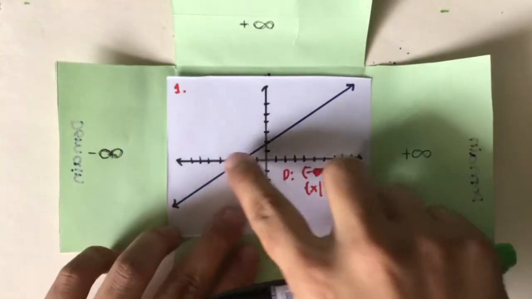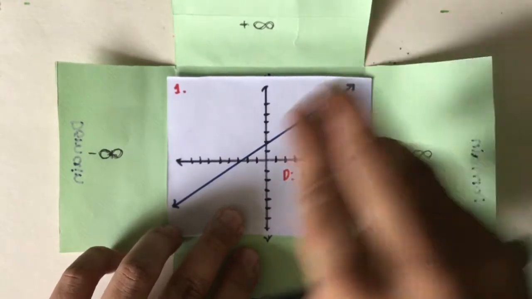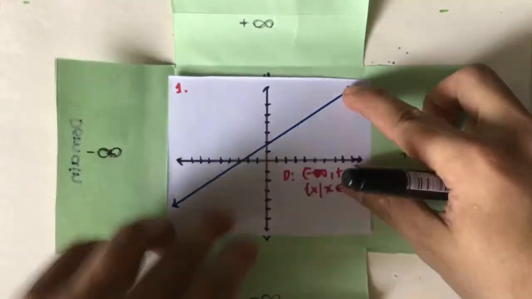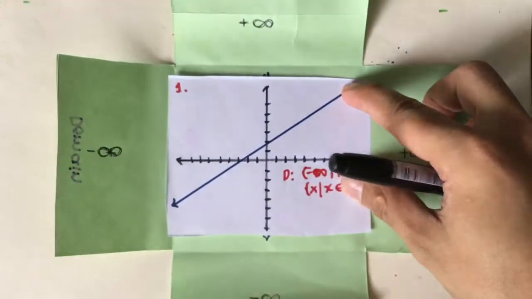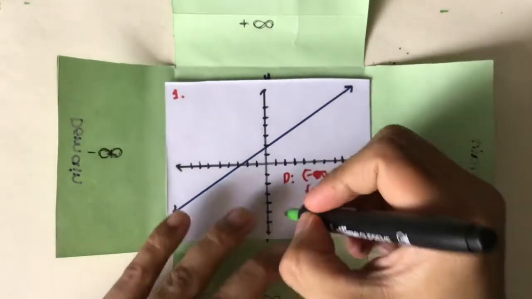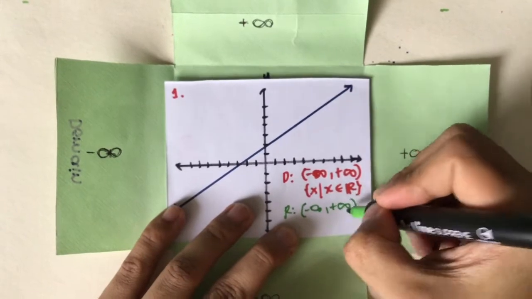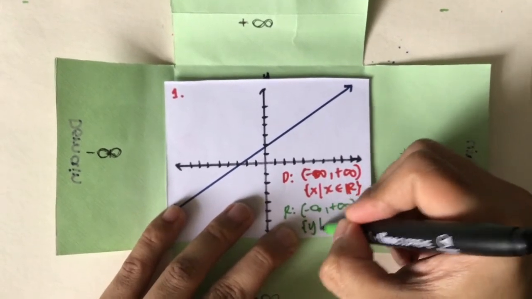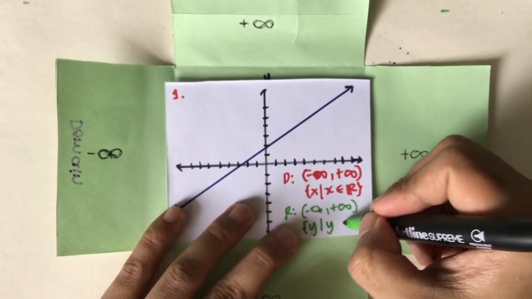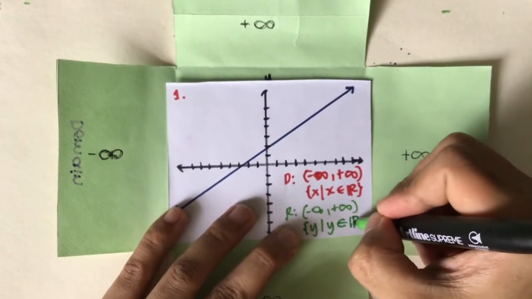For your range, since it goes all the way to infinity, we still open this, and it goes all the way to infinity, so we still open this. So your range is just from negative infinity to positive infinity, or in set notation form, y such that y is an element of real numbers.